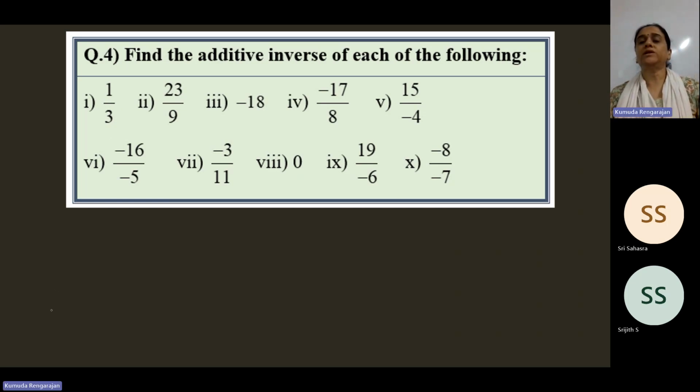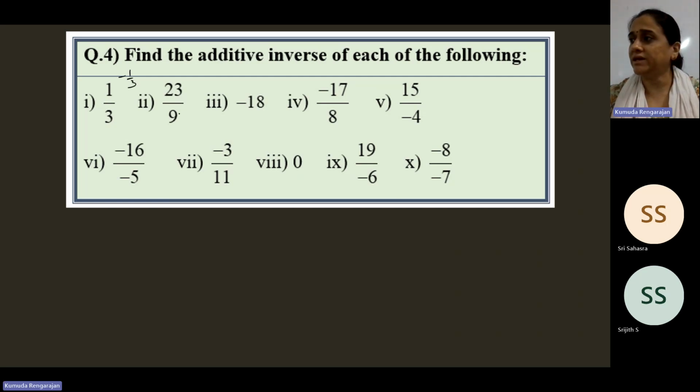So what will you do, children, to write the additive inverse? What is the other term for additive inverse? Negative of a number. Additive inverse or negative of a rational number. Okay, so change the sign. Plus 1 by 3, minus 1 by 3.